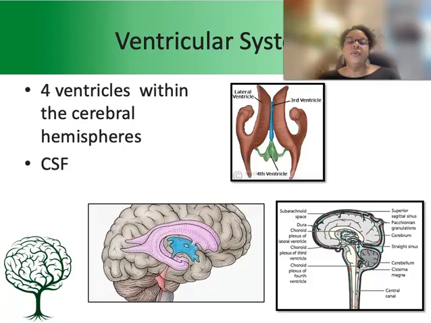All right, so before we move forward, I want you to understand the function of CSF, because usually a lot of students don't know this. CSF has many roles. One, it cushions the brain, right? It cushions the brain. It provides nutrients to the brain. It also basically removes waste as well.